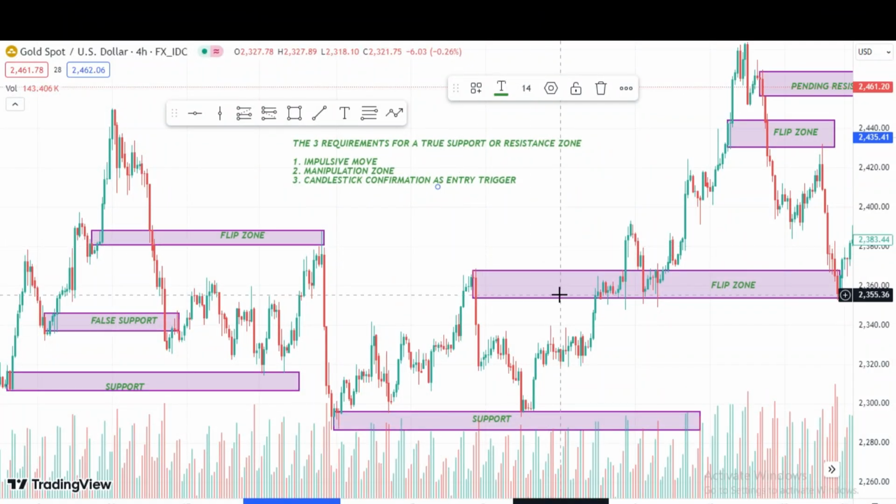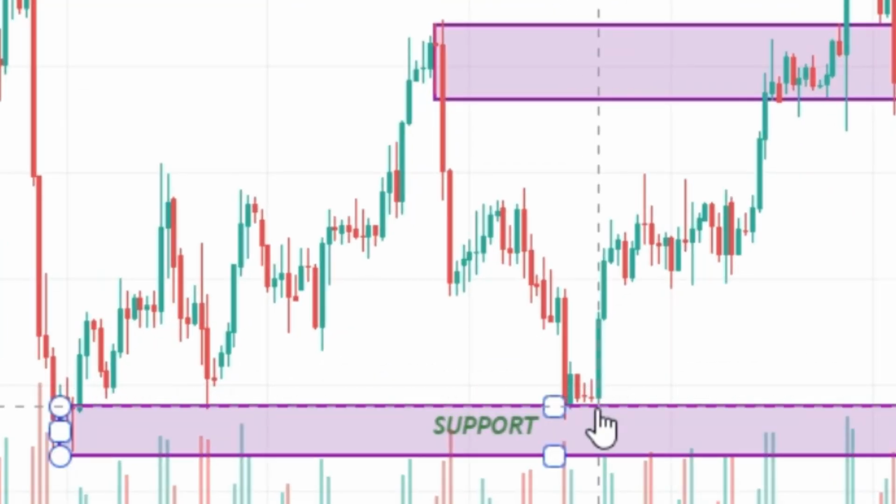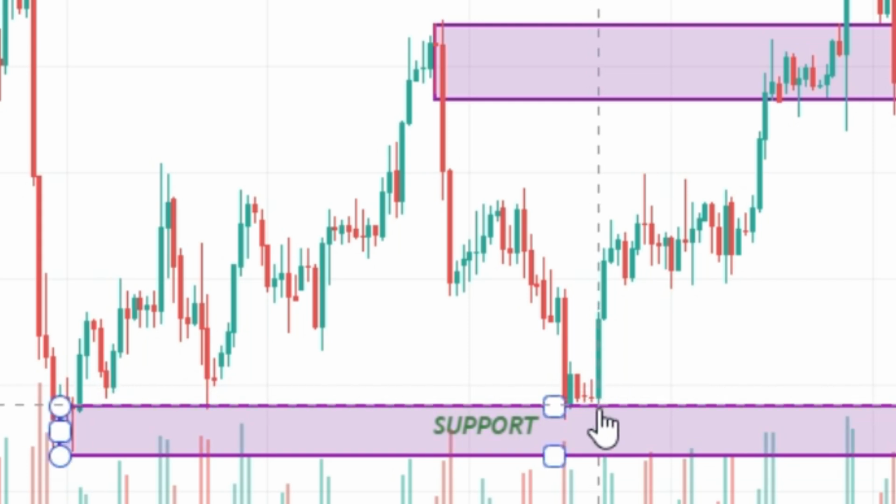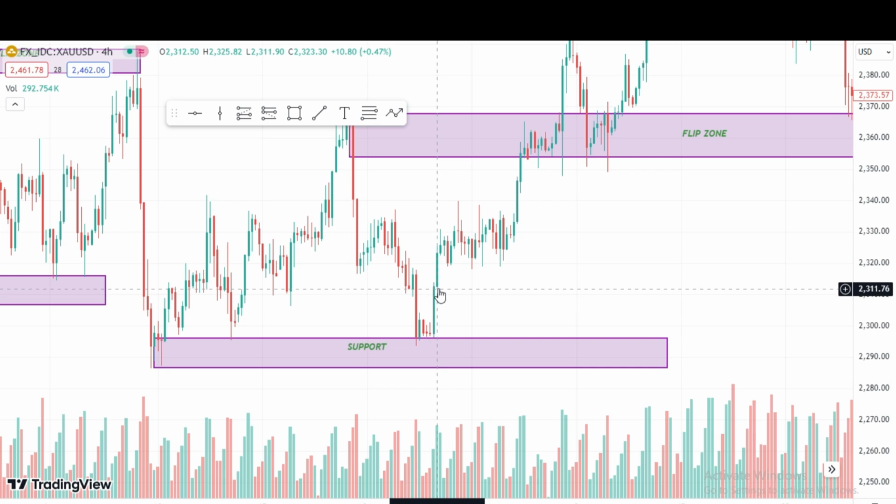So what is an impulsive move? An impulsive move actually consists of at least three candles. The first candle is possibly a small candle, whatever kind of candle it is. Then the second candle is a large range move, and then the third candle just creates whatever sort of wick it can, but this wick doesn't come into the second candle. This is what makes up an impulsive move, and the larger the candle, the better the zone.